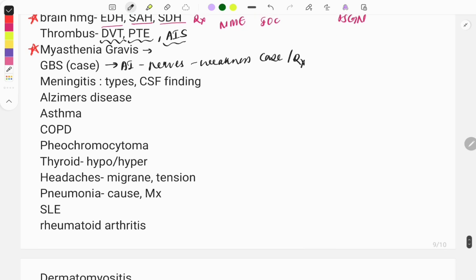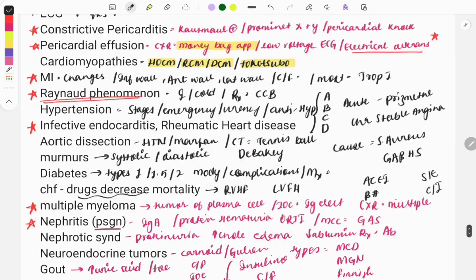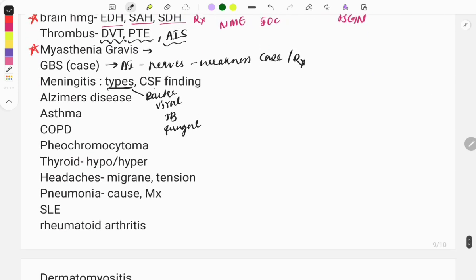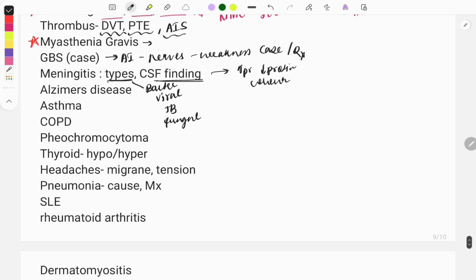And moving on to the meningitis. From the meningitis topic, you need to know the types of the meningitis, like the bacterial, the viral, tuberculosis, and the fungal, and you need to know also the causative organism. Along with that, the CSF findings, like in certain there will be increase in the protein, then decrease in the protein, and the color of the CSF. They'll give you the findings and ask you to make the diagnosis. Choose which meningitis the patient is suffering from.